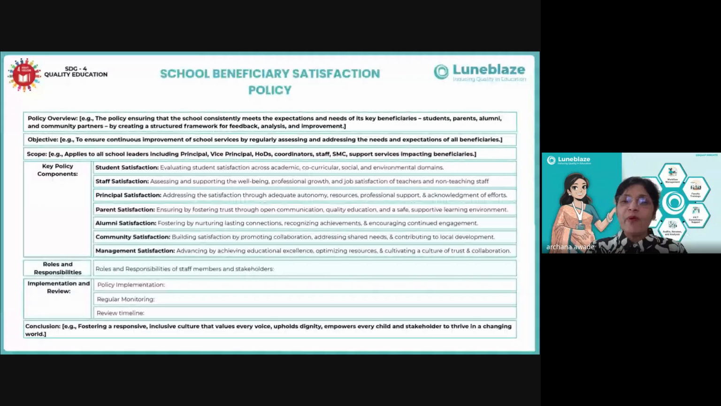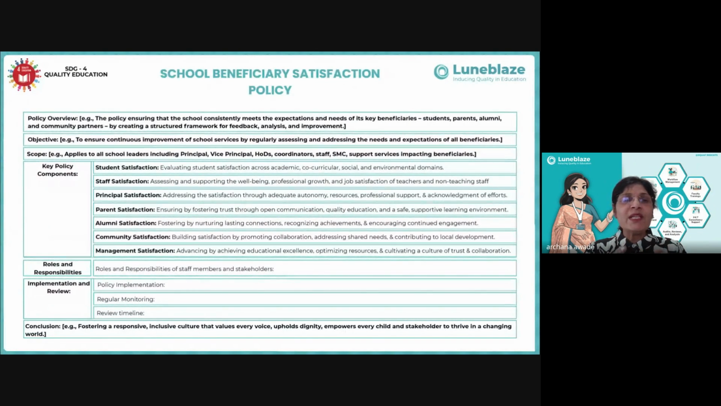Then scope. The scope is about who is covered under this policy. This will make clear the policy is not just for the leaders, but also includes everyone who impacts beneficiaries. So the scope may be for principals, teachers, office staff, maybe for the counselors, maybe for the alumni, maybe for the community. All that has to be covered through the scope. So under scope, you will write who all is covered under this policy.